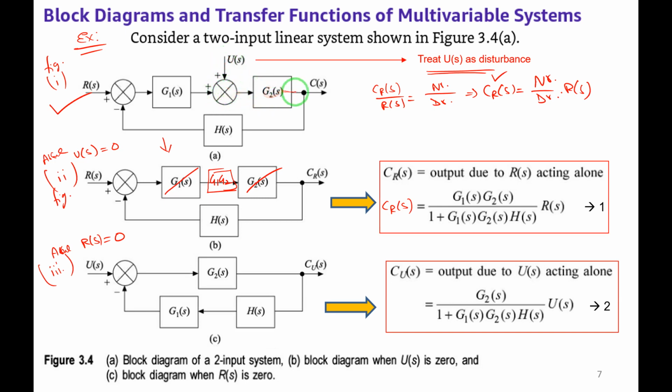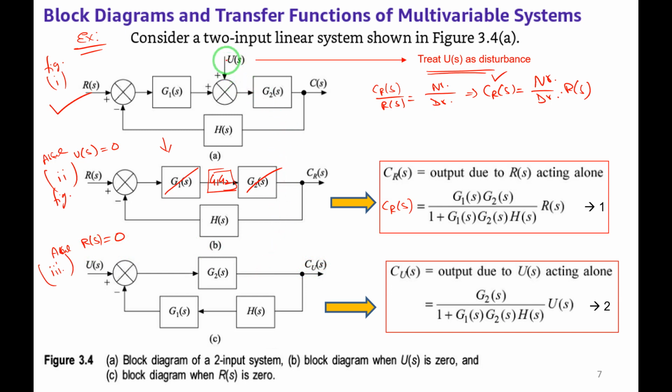G2(s) is the forward transfer function, C(s). So first we will represent this. We can observe here in figure 3, U(s), summing point, G2(s), and Cu(s). This C(s) is nothing but Cu(s) here, because we have assumed R(s) to be 0. If R(s) is 0, the response or output of the system is due to the input U(s) only. Hence we call the response Cu(s), because the response is due to the input U(s).